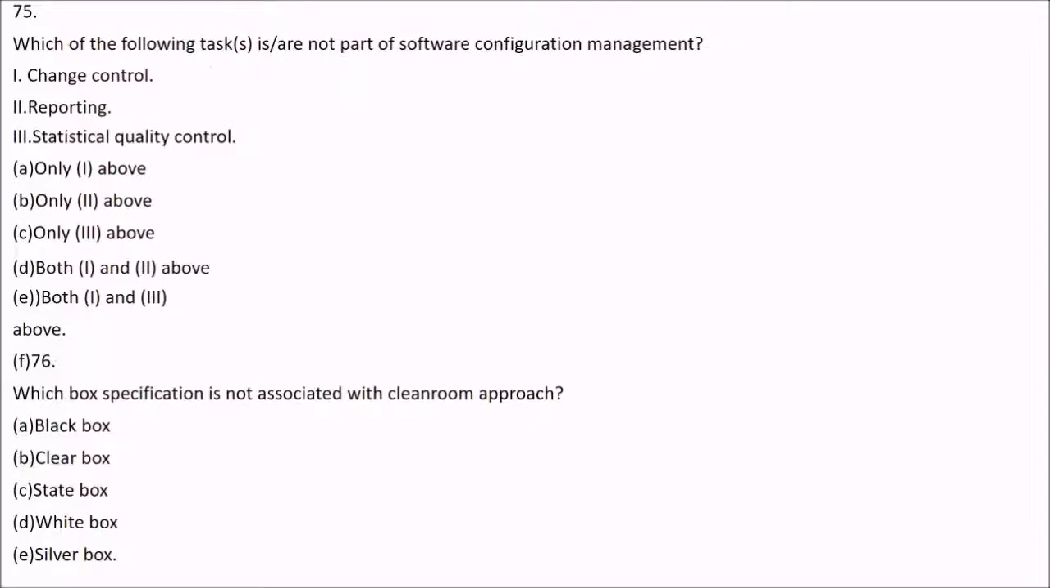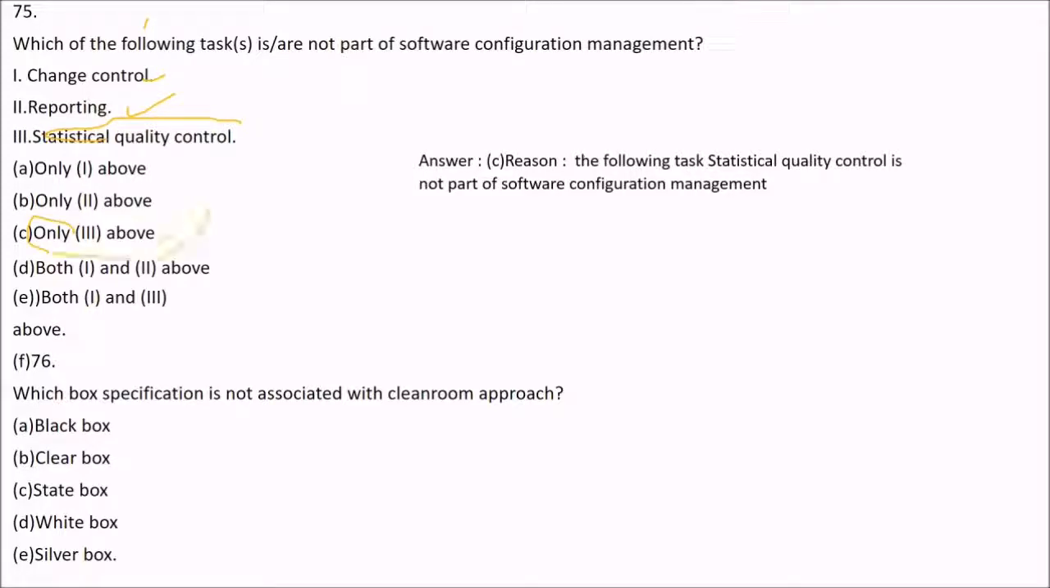75. Which of the following tasks is or are not part of software configuration management? Change control is an integral part of software configuration management, and reporting is also an important part because changes need to be reported. Statistical quality control, this is not part of it. So answer would be C. Only 3 above. Statistical quality control is not part of SCM, that is software configuration management.